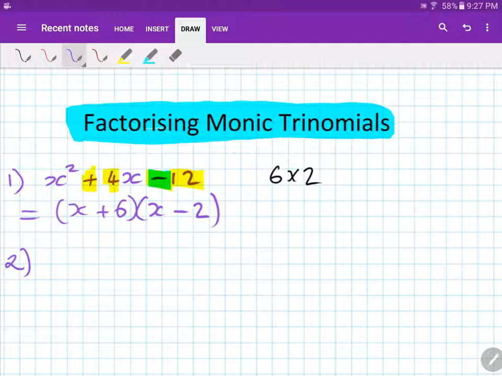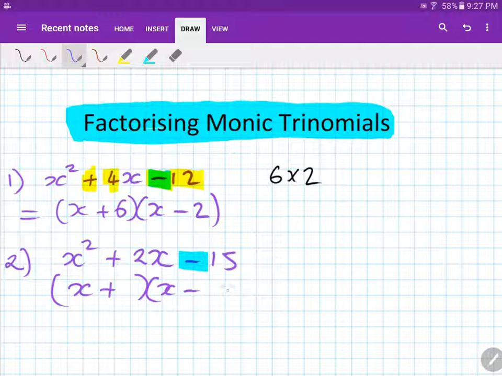Next one, number 2. x squared plus 2x minus 15. Step number 1, look at this, it's negative, right? Which means difference. So don't care about the other sign, just put 1 plus, 1 minus straight away. Then ask yourself, what times what gives me 15, and the difference is 2? 3 and 5, and the difference is 2.